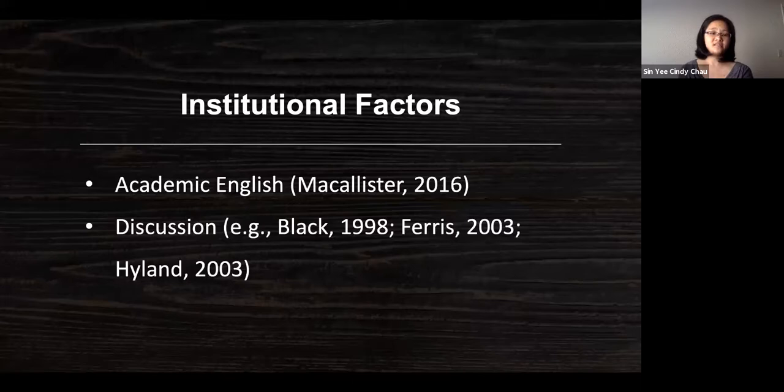Another one is about discussion. Not all students understand the value or the nature of discussion. Some students may treat discussion as an assessment. They may think that teachers are asking them to get the correct answers by talking together.